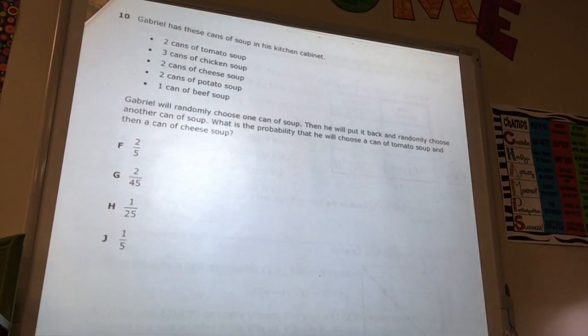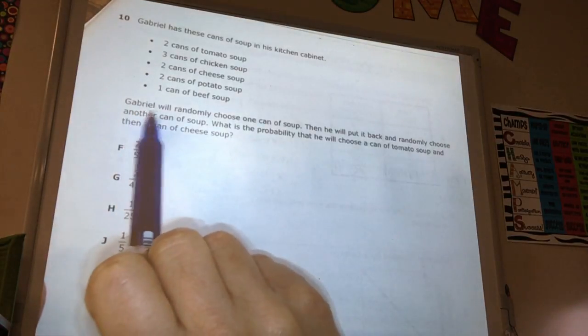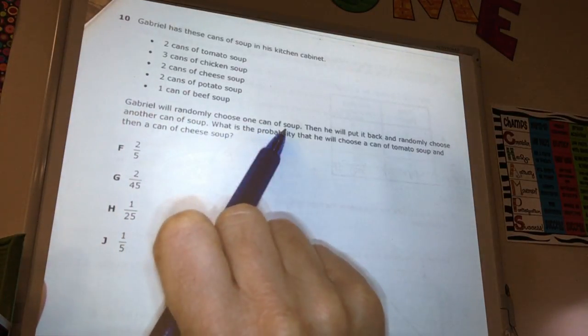Okay, here we have your Bellwork question number 10. It says, Gabriel has these cans of soup in his kitchen cabinet: 2 cans of tomato soup, 3 cans of chicken soup, 2 cans of cheese soup, 2 cans of potato soup, and 1 can of beef soup.